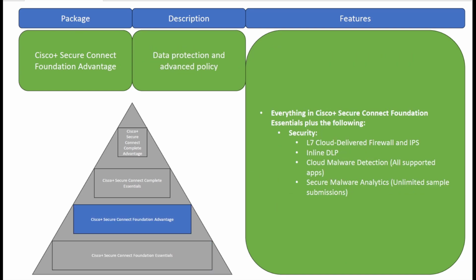Moving on to the next package, we have the Cisco Plus Secure Connect Foundation Advantage. And this is going to include everything that we just saw in the last package, or the bottom tier package, if you like, as well as the following. In terms of security, we can now start to look at layer 7 on the firewall, so we can start to look at the applications themselves. We also get IPS, the intrusion prevention system. Additionally, we also get inline data loss prevention. That is a really good feature if your organization is looking for DLP in the cloud.